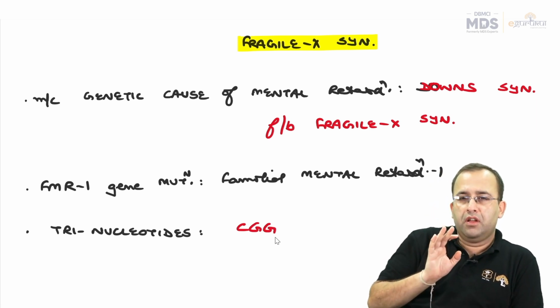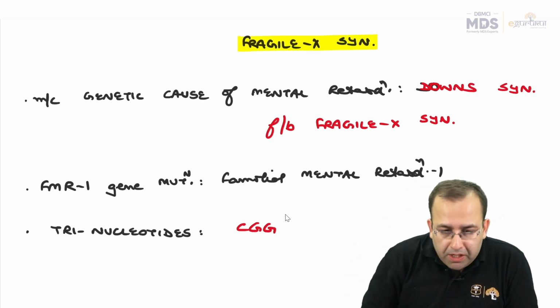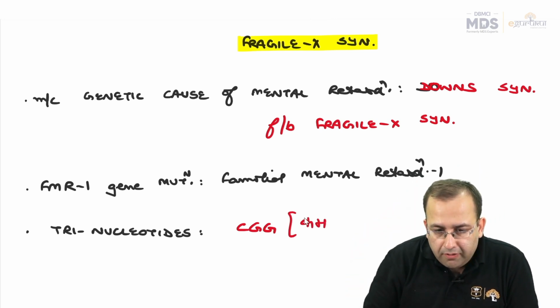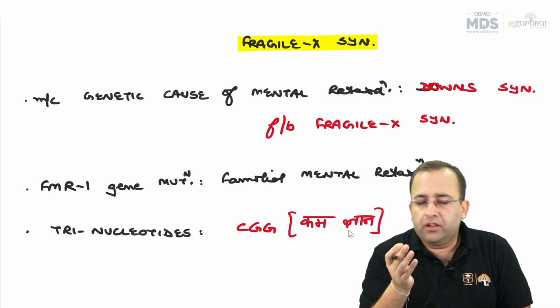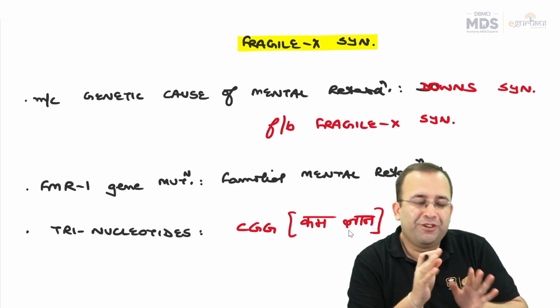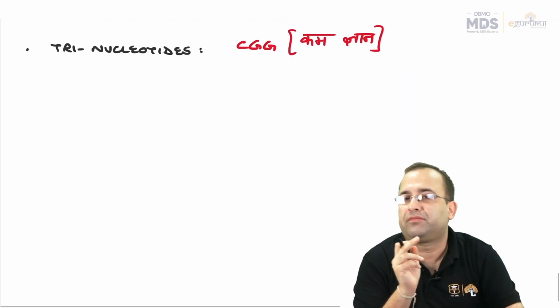Easy to remember. For the Hindi speaking, the patient is mentally retarded, so the patient has less knowledge, less knowledge. Trinucleotides are CGG. For the English, don't worry about it, you just have to remember it. Trinucleotides getting repeated are CGG.